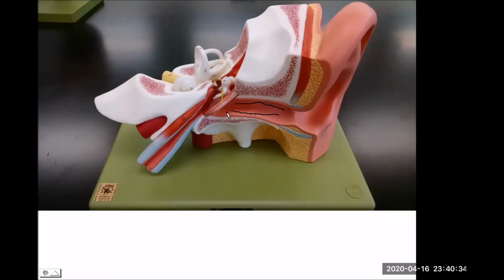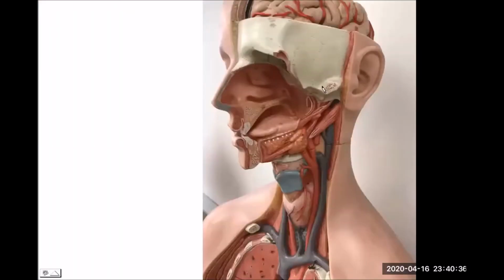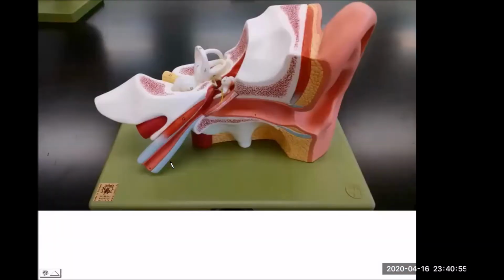And lastly, there's the term tragus. We have to go to this model. The auricle is this region here. And this particular piece of cartilage right in here is the area of the tragus. And that's all the structures for the external ear. So now going on to the middle ear region. Again, we're looking in this area here.